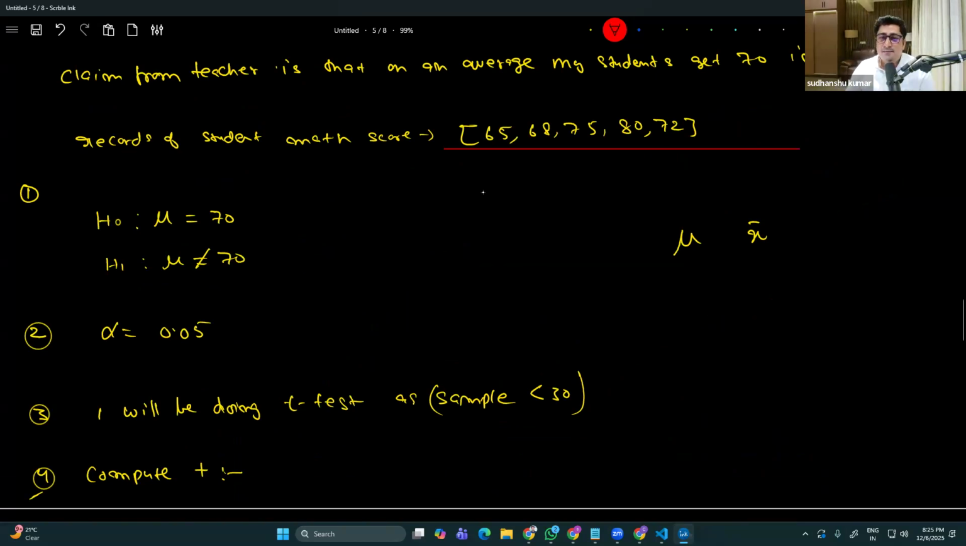Now, as we have a very small data, look into this data. What the teacher has claimed, on an average, is that my student used to get 70 marks. Can I say that all of these numbers are fluctuating around 70? Agree or disagree, everyone? Agree. Now let's try to do the math once again.